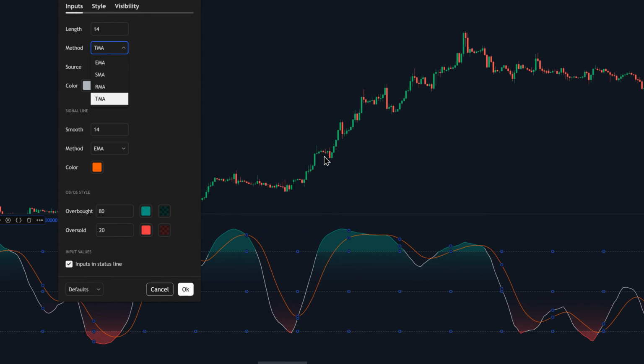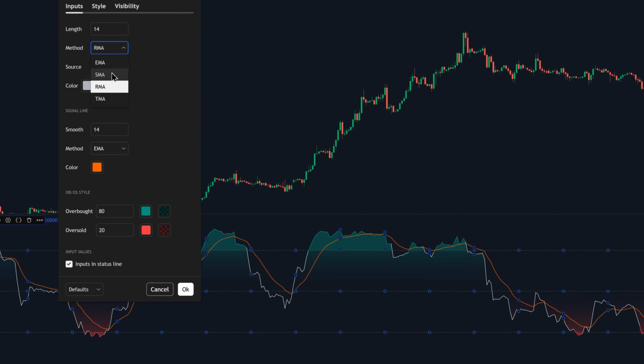You can also adjust the source for the calculation, like close, open, etc. Then there's the signal line settings, where you can control its smooth factor and the method used for its calculation, giving you more control over how responsive you want those signal line crosses to be. I don't usually mess with the style tab too much, but feel free to explore.